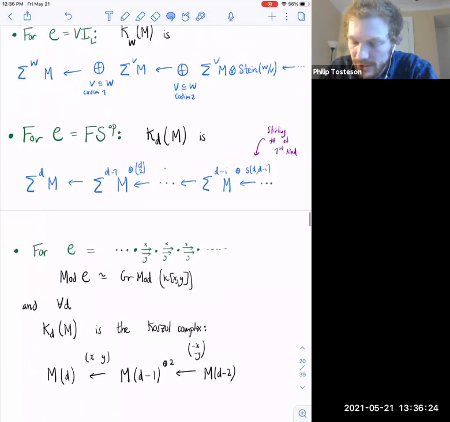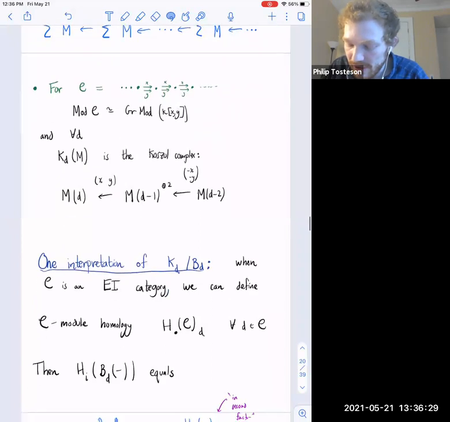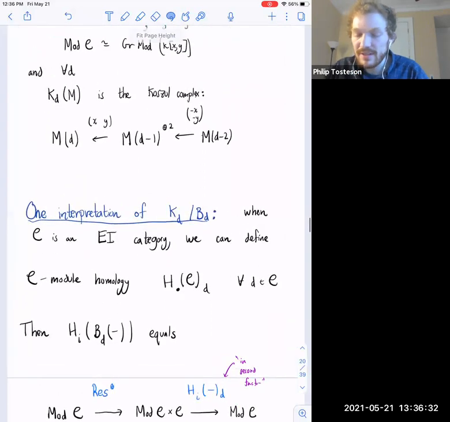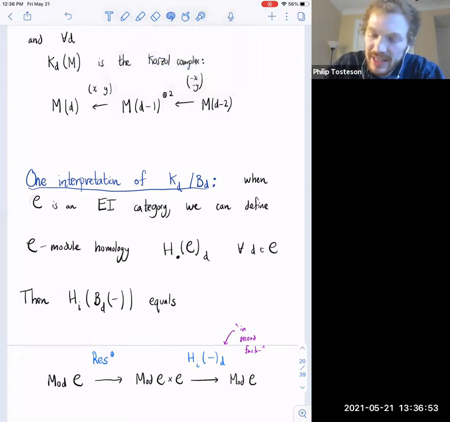Okay, so that's these examples, and then I should mention one interpretation of KD slash BD, which is in terms of C module homology. This goes more specifically to Neer's question. So what it says is that if C is an EI category, then there's a natural notion of C module homology, which is really just, you take the definition of FI module homology and you modify it in the way that you think you will, and you get C module homology.